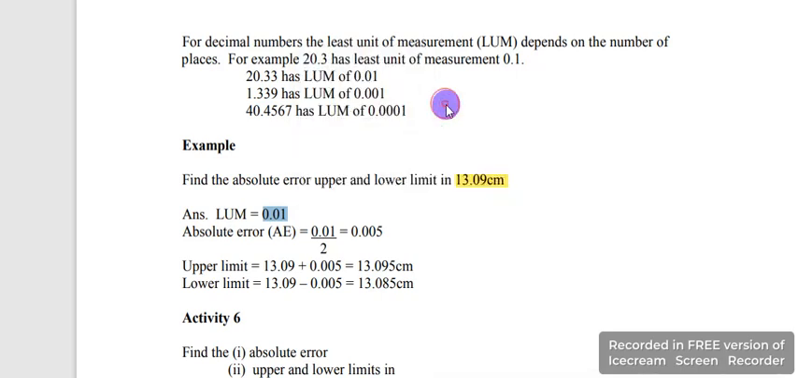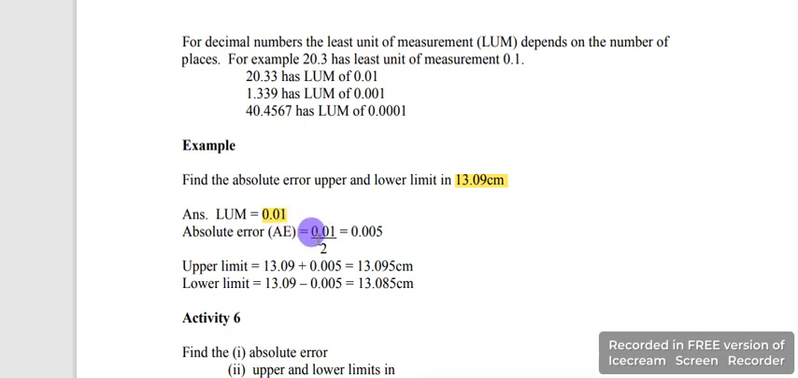So to find the absolute error, we are going to say 0.01 divided by 2, because that is what we learned. We learned that it is the least unit of measurement divided by 2. So the answer we are getting is 0.005.